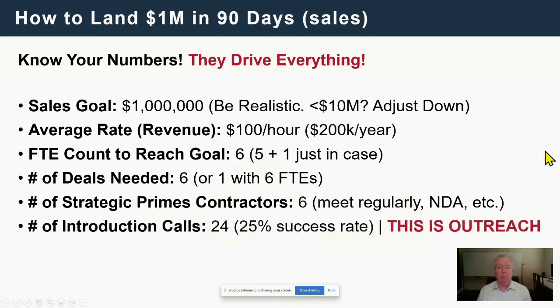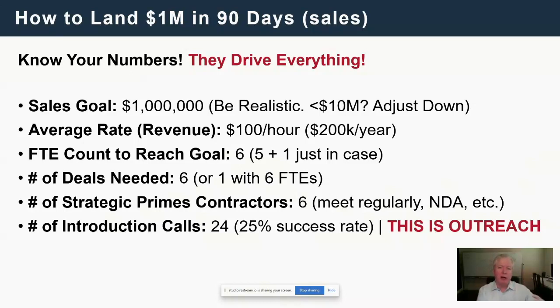So backing this up, right? How do you find those, or how do you land those strategic prime contractors that will help you achieve this goal? In this particular case, you want to have 24 introduction calls. And all I'm saying is an intro call is you reach out to BAE and you've got a meeting with somebody over there and you're having an introduction call and you're saying, this is the value we bring. This is why you should work with us. I'm saying that very loosely.